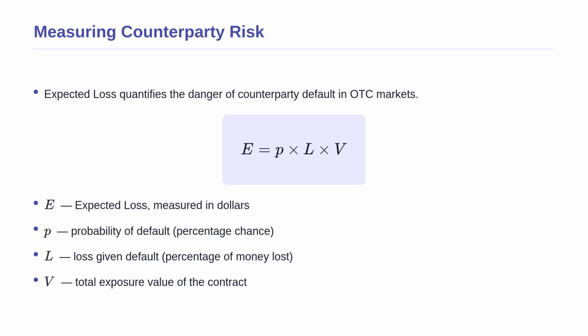E stands for the expected loss in dollars. The symbol P is the probability of default, the percentage chance the other party goes bankrupt. L is the loss given default, the percentage of money actually lost if bankruptcy occurs. Finally, V is the total exposure value, the full dollar amount of the contract. If the probability of default increases, the expected financial loss grows proportionally.